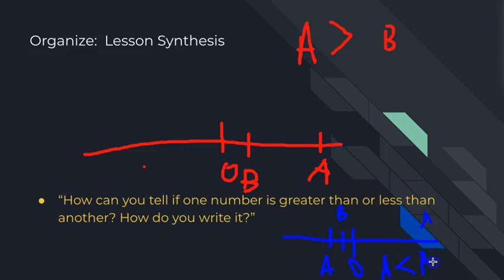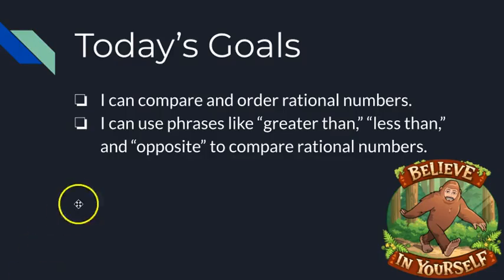Because the further left you go from something, the smaller in value it is, and the further you go right, the greater in value. So even though both of these are negative, the fact that A is to the left of B means that this is a less than situation. Here it's the opposite. We have A to the right of B, so that's why this is a greater than situation. All right, that's it for today. Thanks for watching.